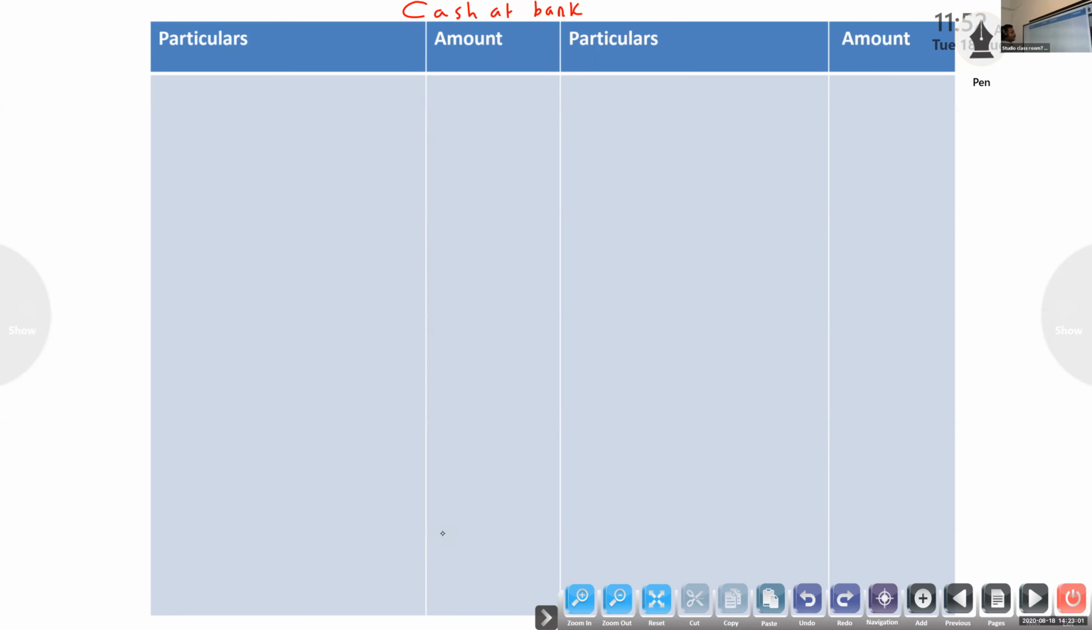Okay, so we will prepare the first entry. Already we know the first item in the cash account is balance b/d. It is an asset, so debit side. To balance b/d, Aisha, what is the amount? Cash at bank, opening balance, 1,20,000. Then normally we write capital and goodwill. But in this question, no goodwill is there. Only capital he brought.